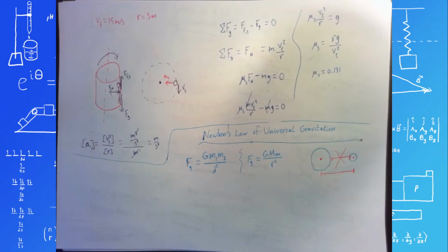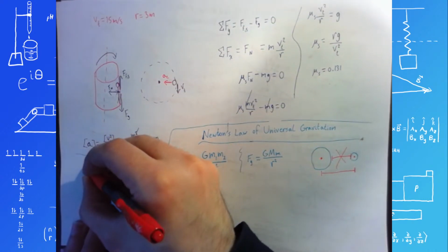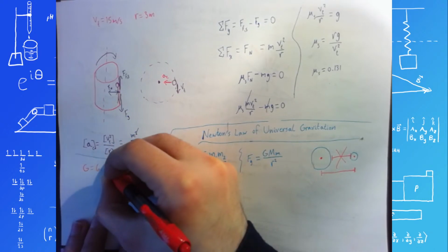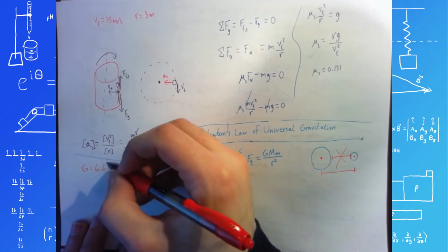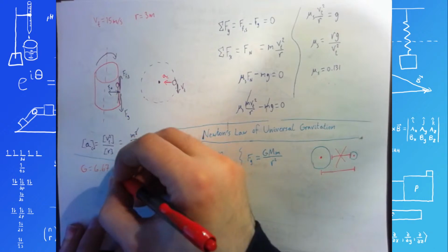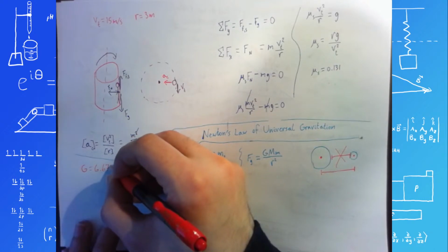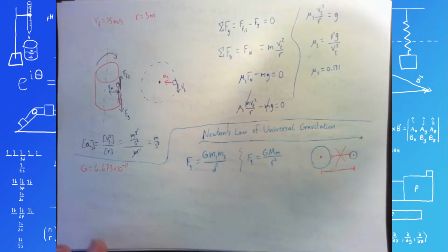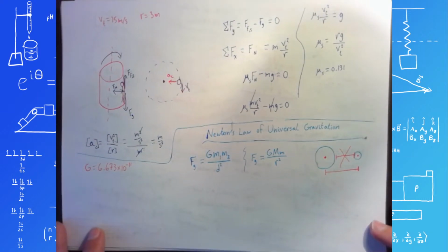Okay, what is big G? Big G is just a universal constant. It's actually a rather small number, 6.67. Sometimes people like to add a third digit. I think it's 6.673 times 10 to the negative 11. And then what are its units?